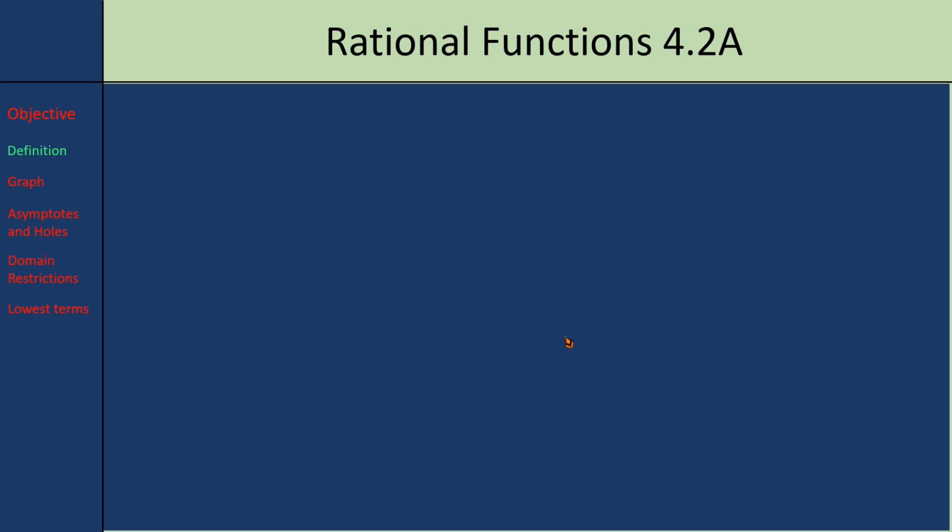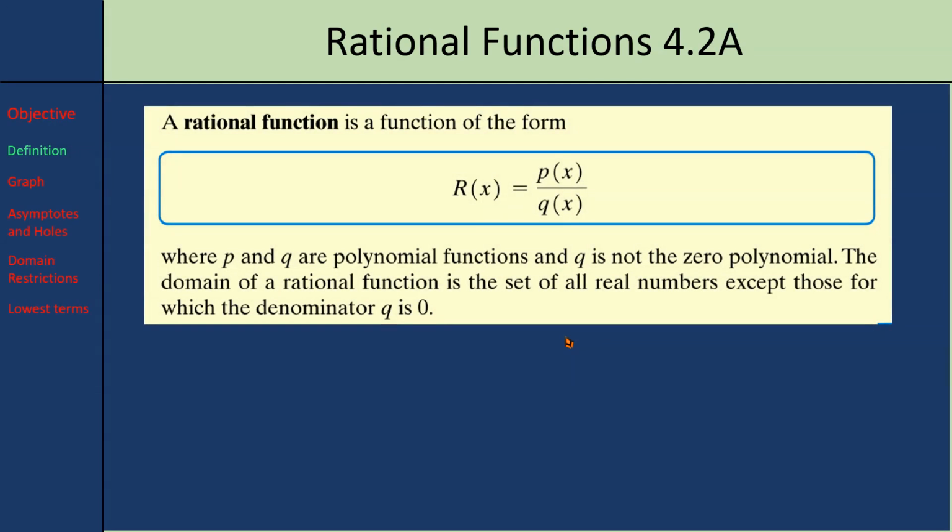Okay, so first of all, the definition of a rational function is a function of the form p of x over q of x, where p and q are polynomial functions and q is not a zero polynomial. So that basically means that you have a polynomial over a polynomial. So it looks kind of like a fraction.